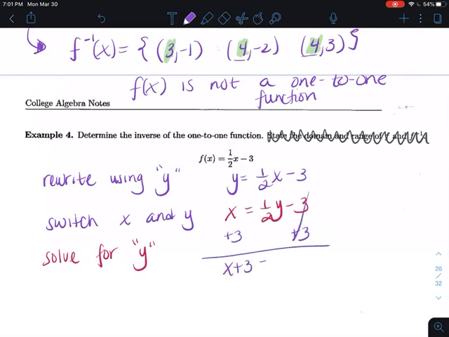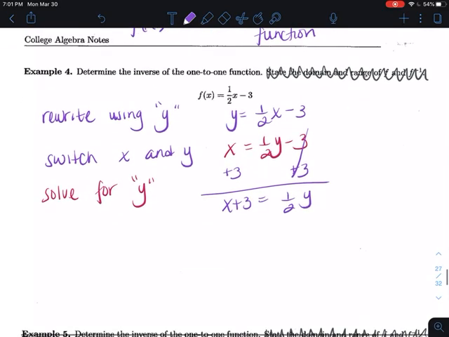So this is x plus 3 equals 1 over 2y. To get y by itself, I'm going to multiply both sides by 2. So I'm going to put a parentheses because I need to multiply everything over here by 2. And that's your answer. All right, you can distribute this. This is 2x plus 6 equals y.